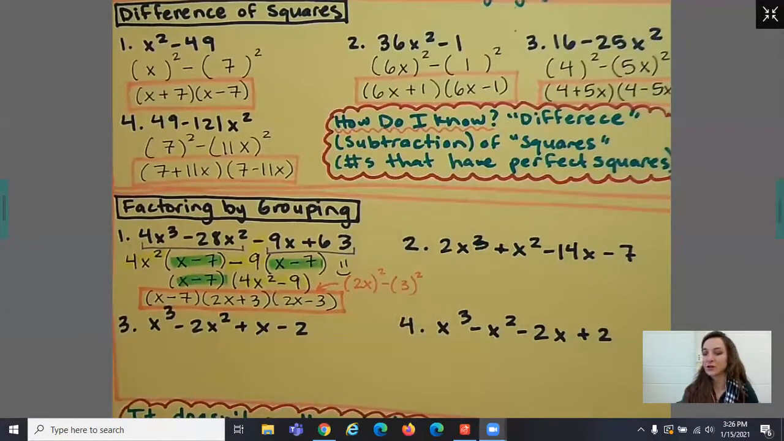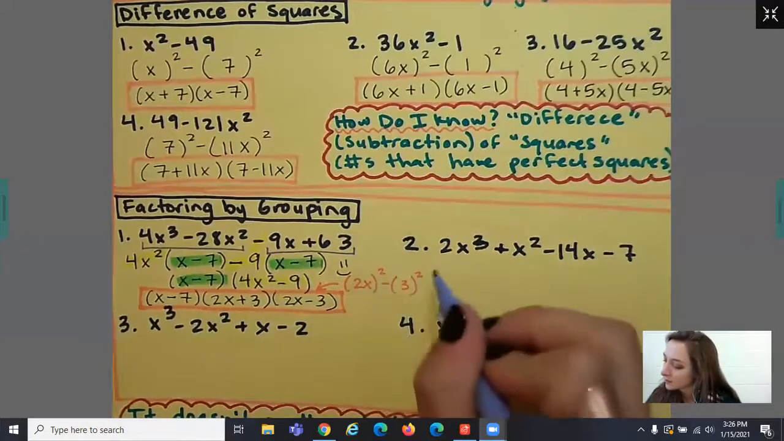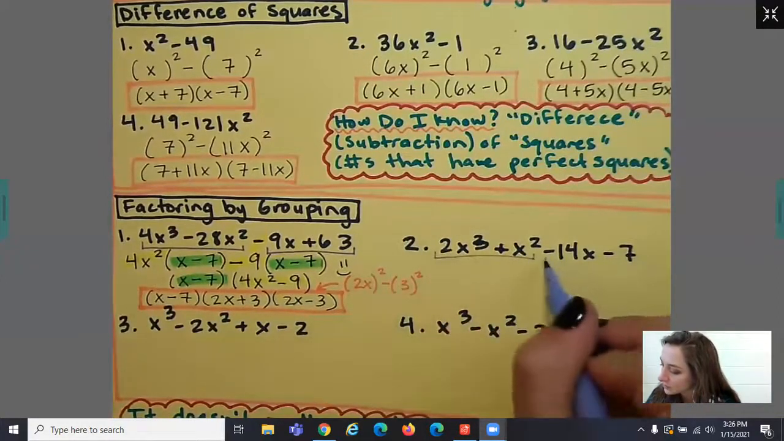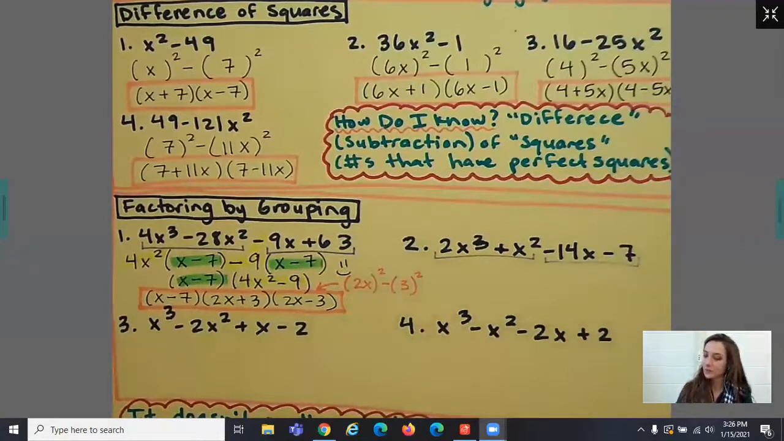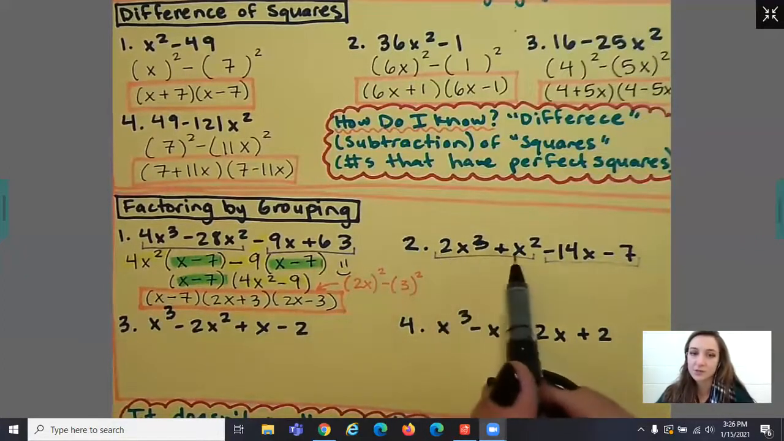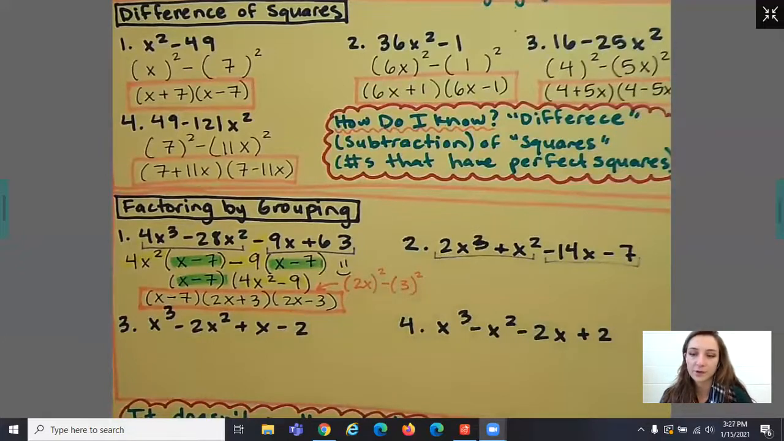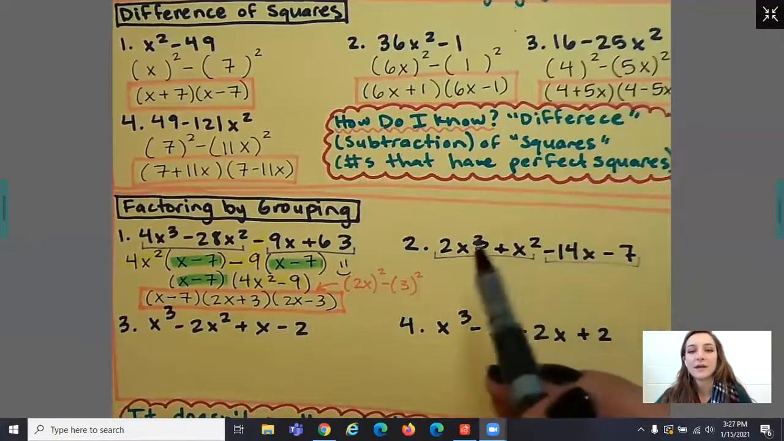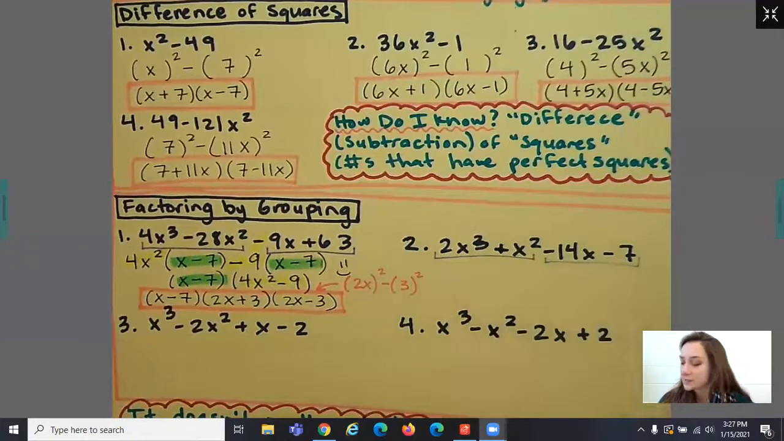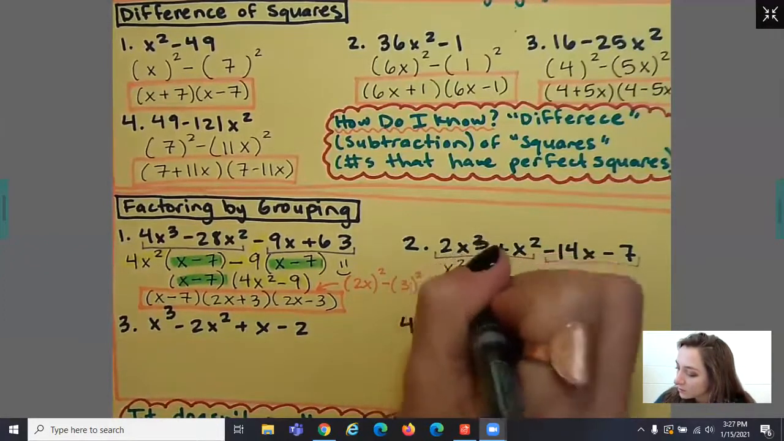Okay, so let's move on to problem number 2. And we're going to do the exact same thing, grouping together the first two terms, grouping together the second two terms. In the first two terms, there's just 2 and 1. So you can really only pull out a 1, but we're not going to pull that out. And then we have 2 x's here and 3 x's here, so we can pull out 2 x's total.